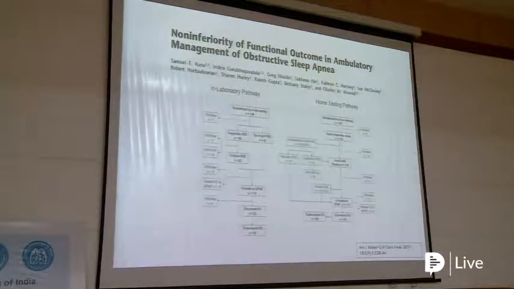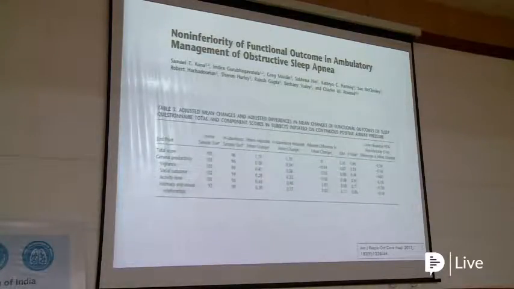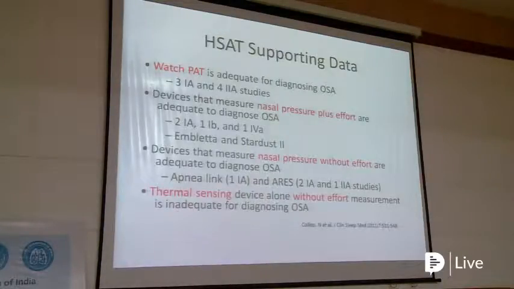Then one is non-inferiority of functional outcome in ambulatory management of OSA. They divided patients equally, 148 in the in-lab group and 148 in the home sleep study group, calculated certain data, and finally found that mean CPAP use in the home group is 3.49 ± 2.45 hours per day, while in the lab group it is 2.92 ± 2.32. So that favors that in home sleep study, the usage of CPAP, compliance and adherence, is increasing.